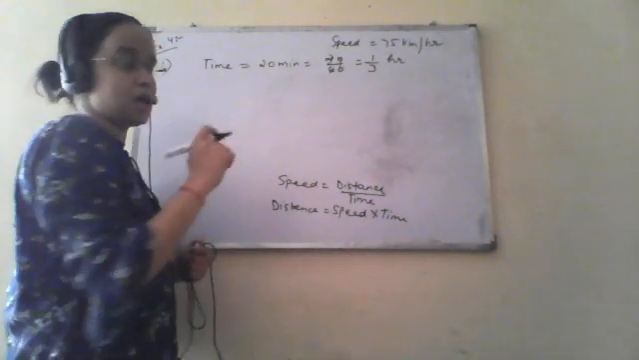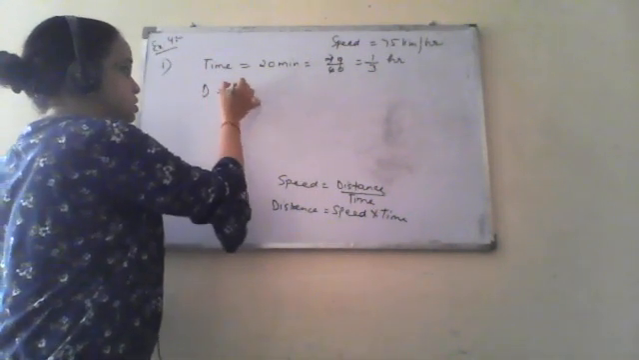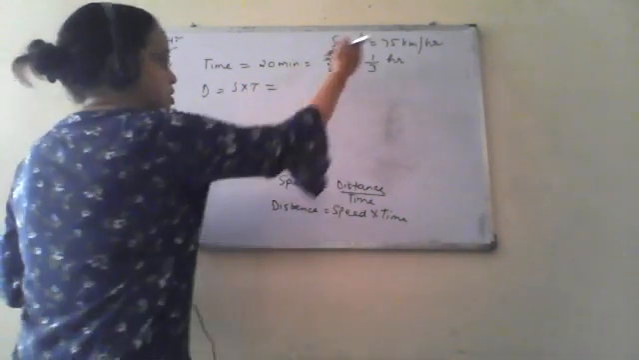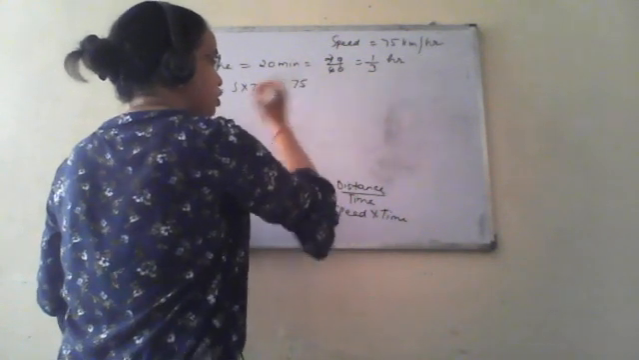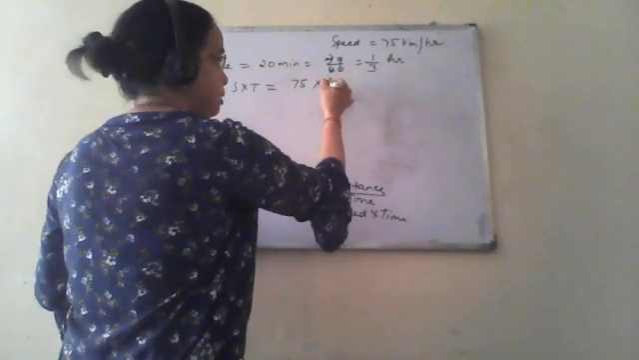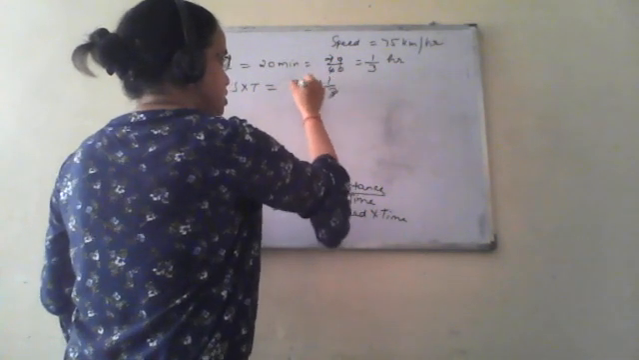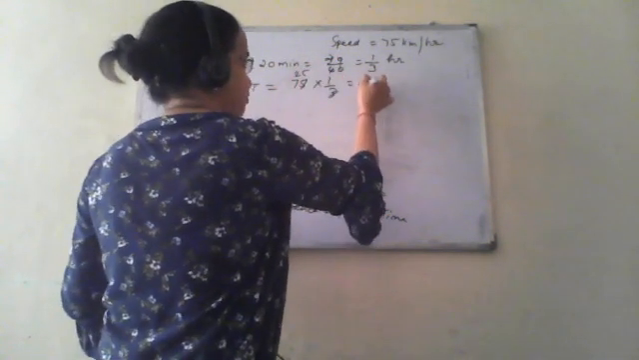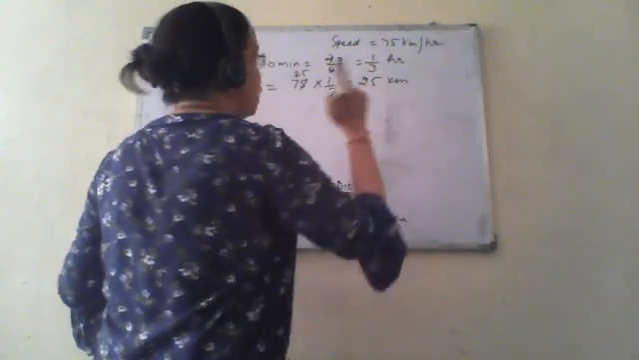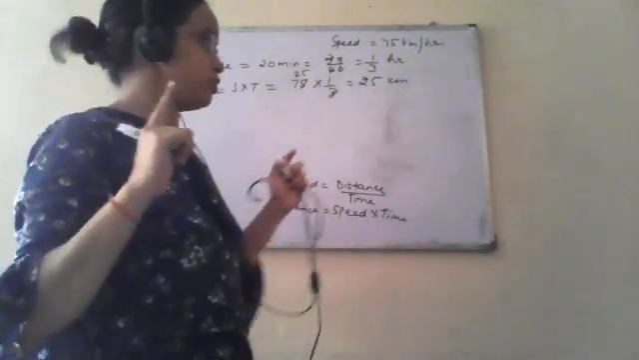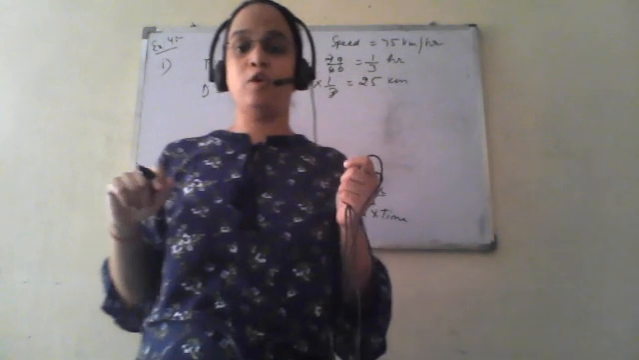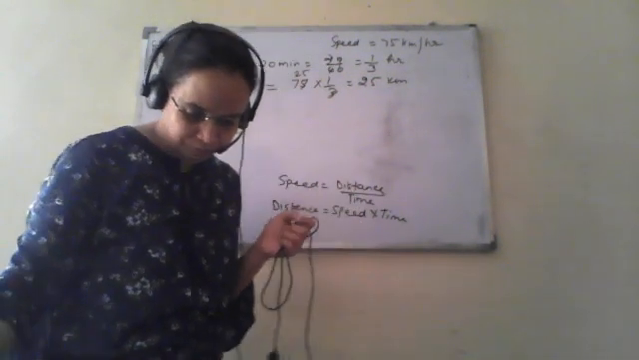Now we have to calculate the distance. Distance is speed into time. Speed was 75 km and time we have is 1 upon 3, so it is 25 kilometers. So in 20 minutes we will cover a distance of 25 kilometers.